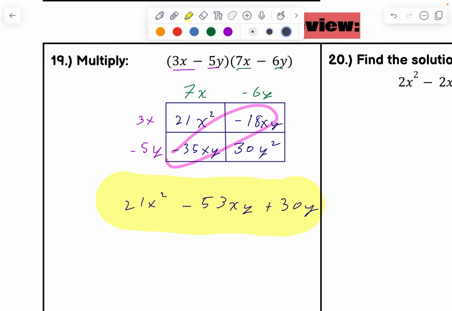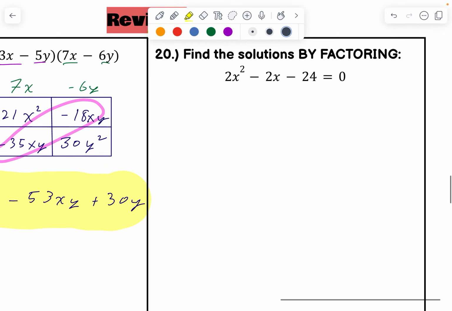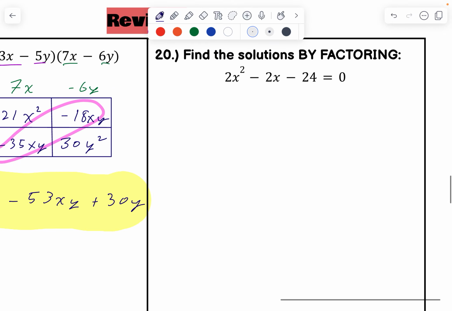Let's head over to the very last problem here. In our last problem, find the solutions by factoring. It looks like we would need to factor this. Let's take this in a few steps, guys. In case you forgot, let me lay out what our steps are going to be.